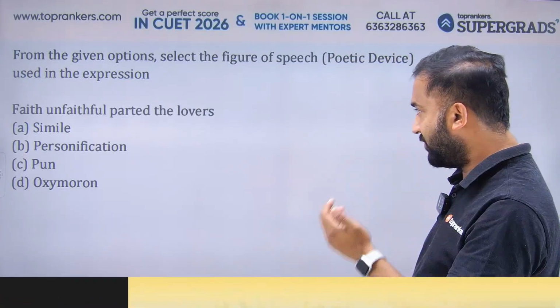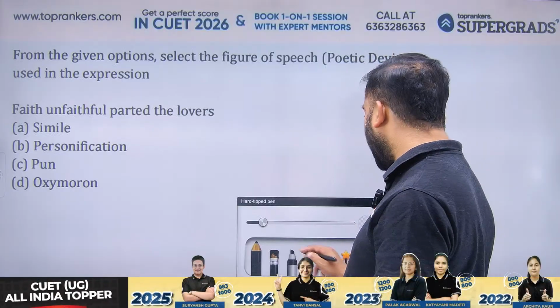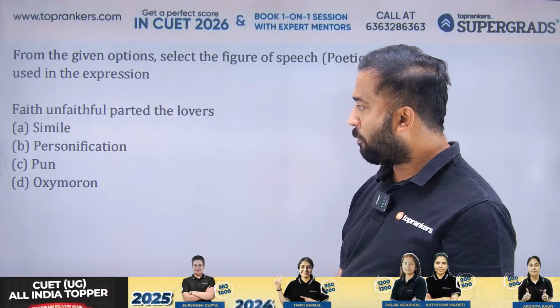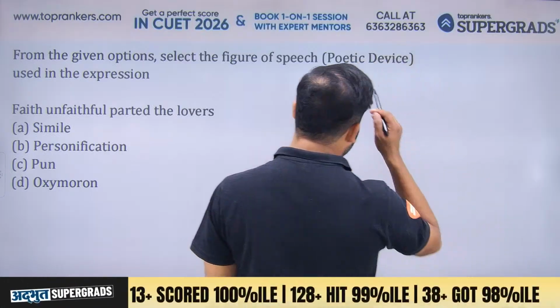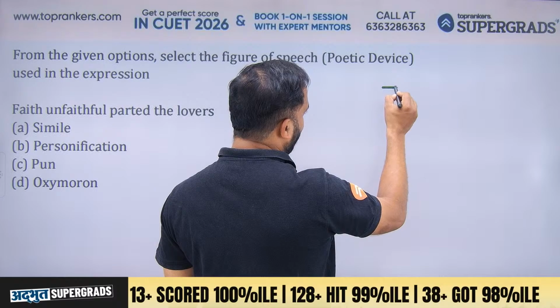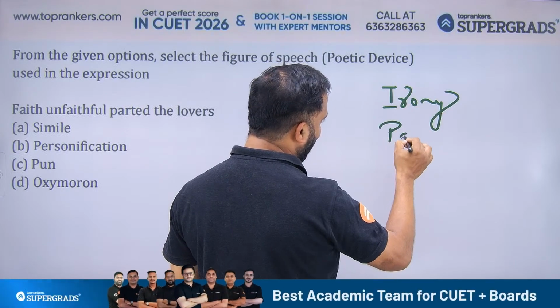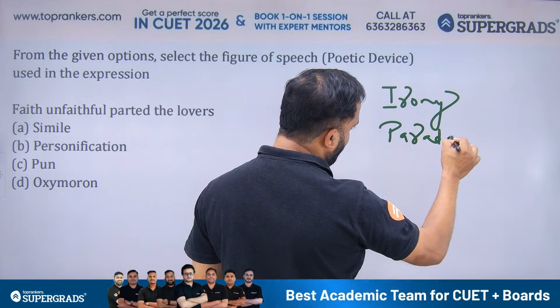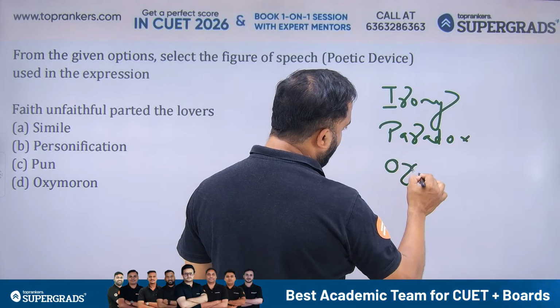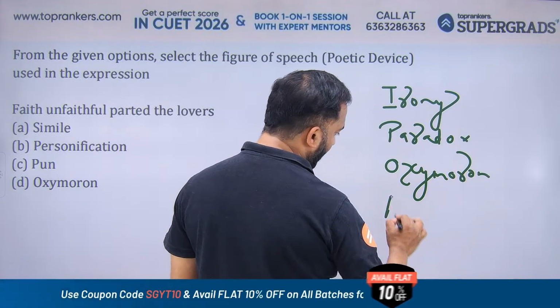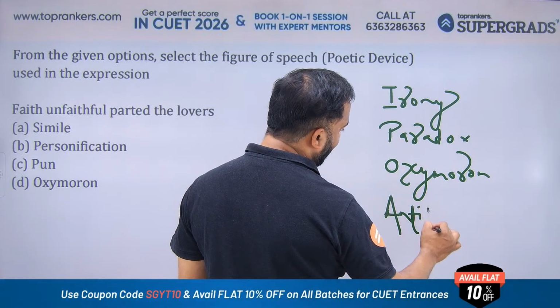The third question. क्या है third question? Can you people crack it? What are these figures of speech? Figures of speech like irony, paradox, oxymoron, antithesis.